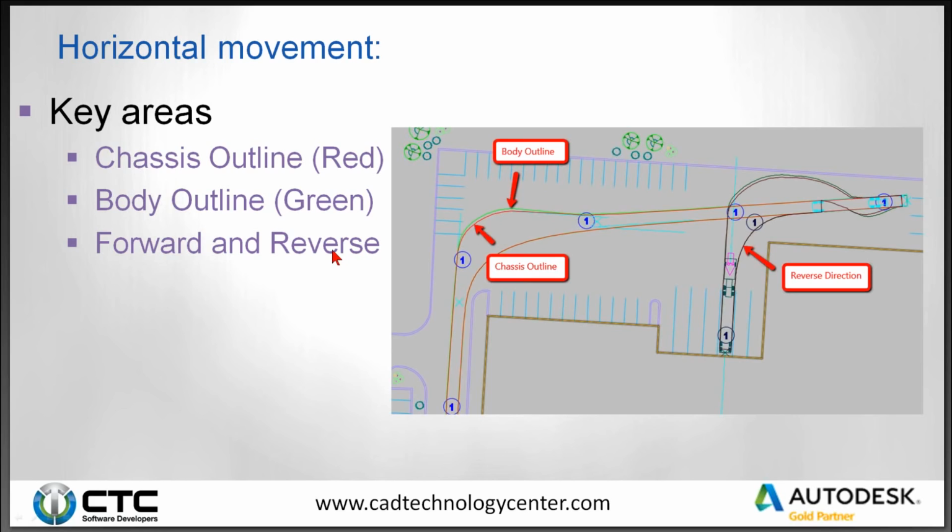And then I also have a difference between the forward and reverse. I see the red and green when I'm going forward, but as I back up, it turns to a darker color. I still see the body and the chassis outlines, but they become darker. So it's an easier way to signify if I'm going forward or backwards.